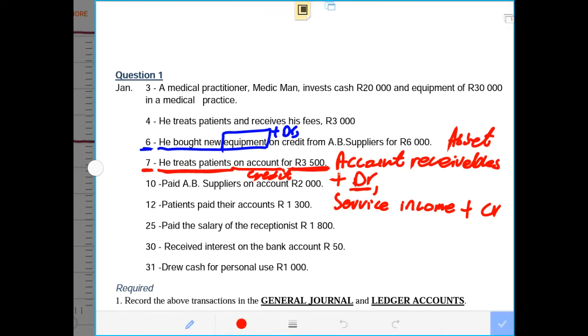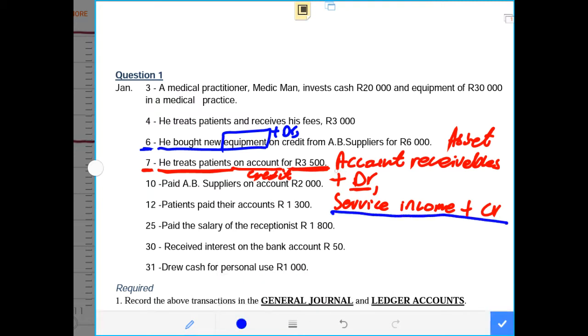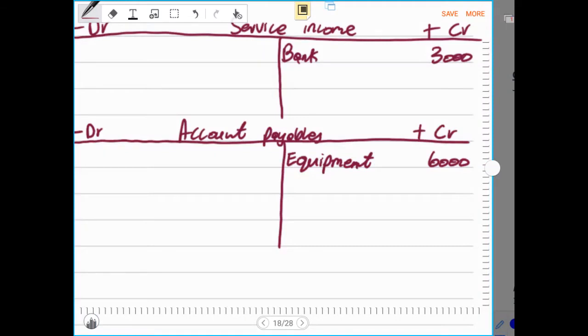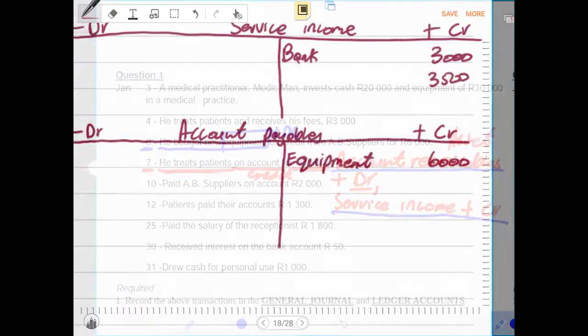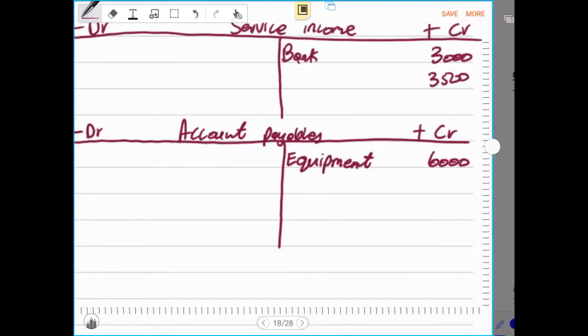So now we already have opened an account for service income, but now we only need to open an account for account receivable, increasing that on the debit side. So now let us start increase our service income by the amount of 3,600 that we treated the customer for that he did not pay us. Then I will say our income will increase. And our income is increasing because we treated a customer and that customer did not pay us.